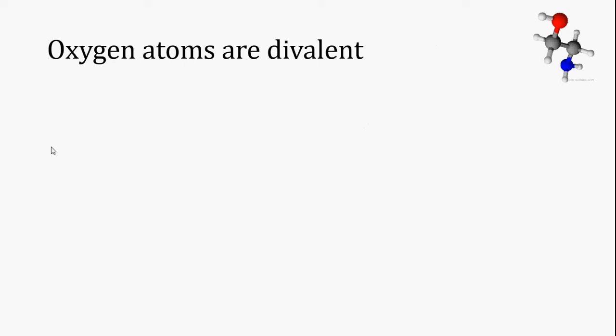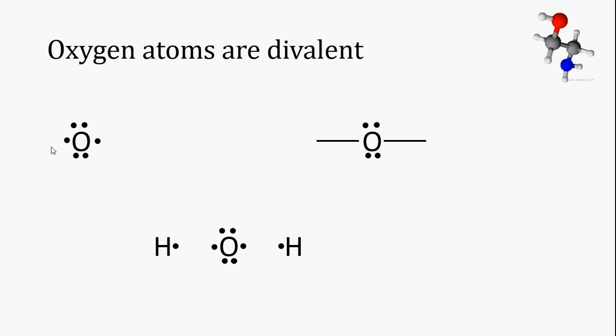Oxygen atoms are divalent. Oxygen atoms have 6 valence electrons, and when we draw the Lewis symbol for oxygen, we indicate that 2 of those electrons appear to be unpaired. Those unpaired electrons are the ones that can be used to form covalent bonds, and oxygen can form 2 of them. An example that you might be familiar with is water, in which the oxygen atom forms 2 covalent bonds, 1 with each hydrogen atom.